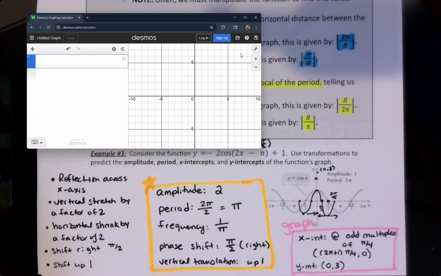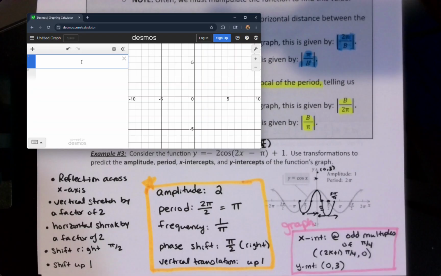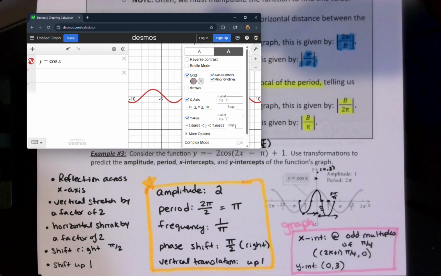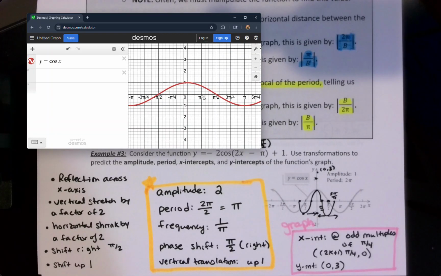All right, so I've got myself a fresh graph. It's in radian mode. And let's look at the parent function, which was cosine of x. Let me get this rescaled. I'm going to make the step pi fourths. And I want to look at this from negative 2 pi to 2 pi. Just zoom in a little bit there. Okay. Parent function.